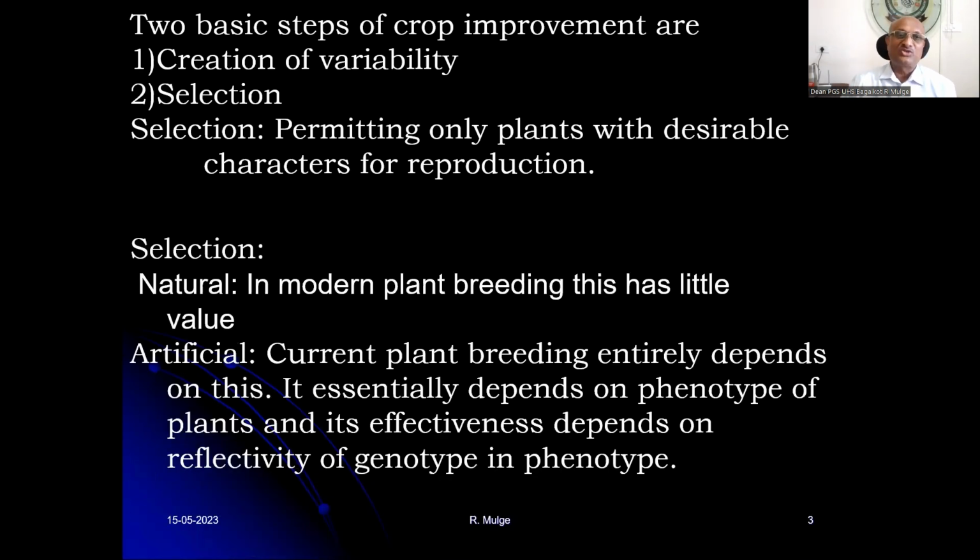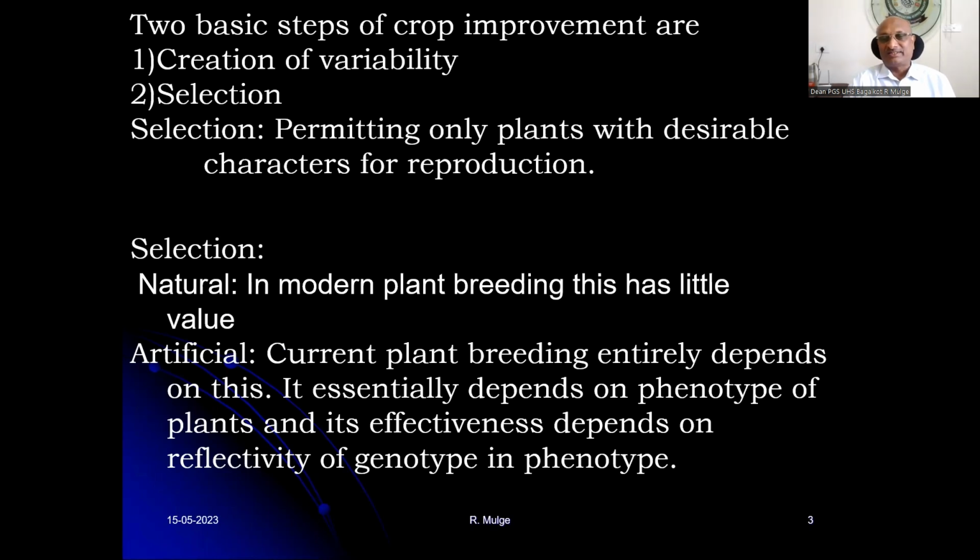And the selection process can be classified as natural and artificial. Natural means, what do you mean by natural? Naturally, you just grow the plants and allow. In modern plant breeding, this has little value. That means, like, in the bulk method of breeding, natural selection can apply. You simply raise the population. Some good plants will contribute more seeds, and poor plants will contribute fewer seeds. That means that is also taking care of the selection.